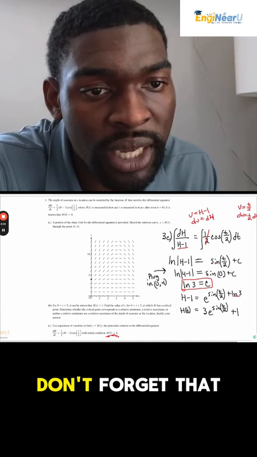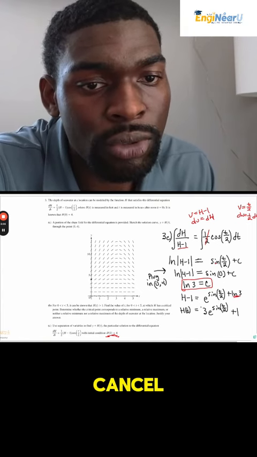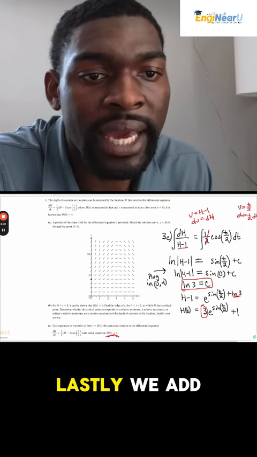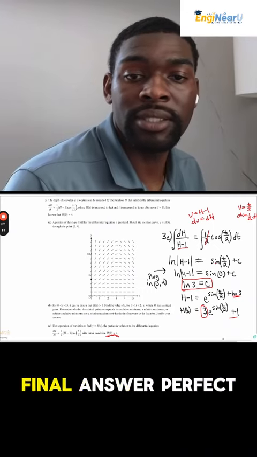Now we plug it back in. Don't forget that this e raised to the ln cancels. So we just get a 3 here. And then lastly, we add 1. That is our final answer.